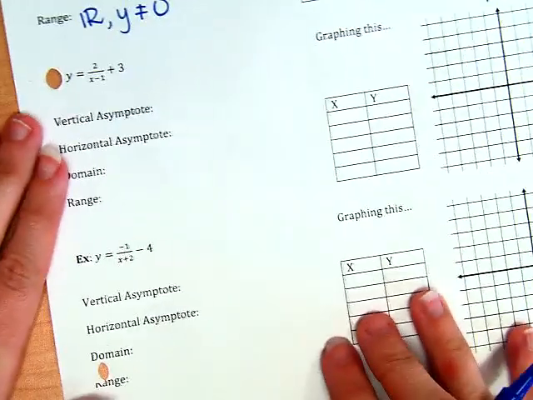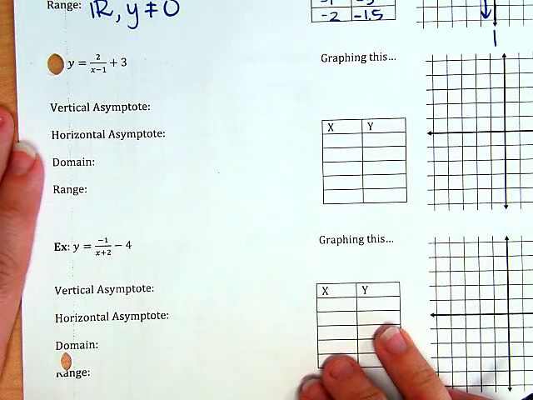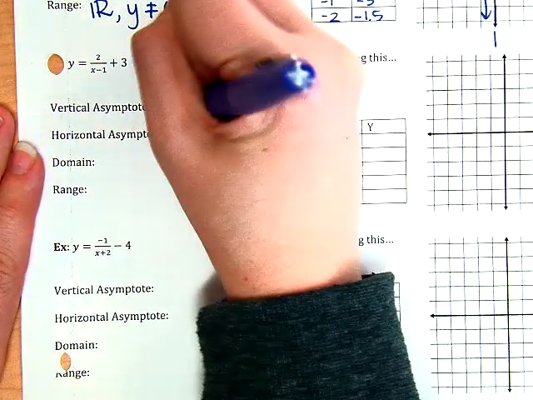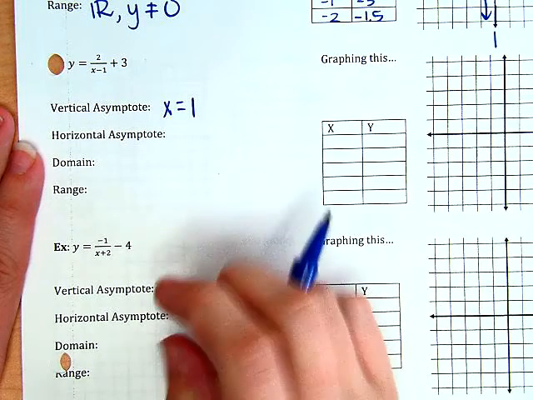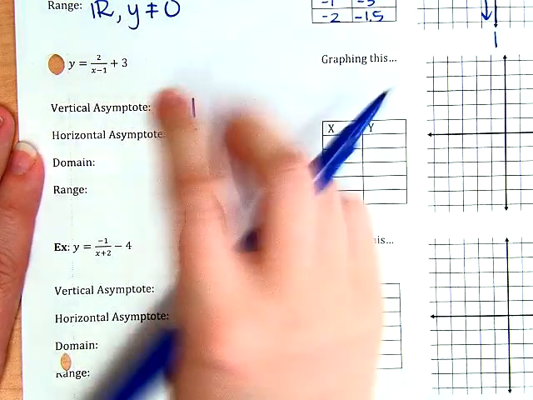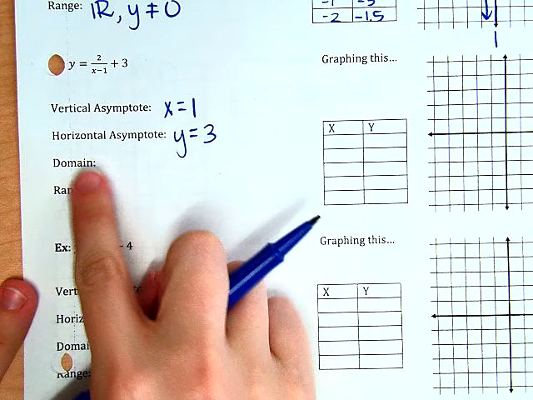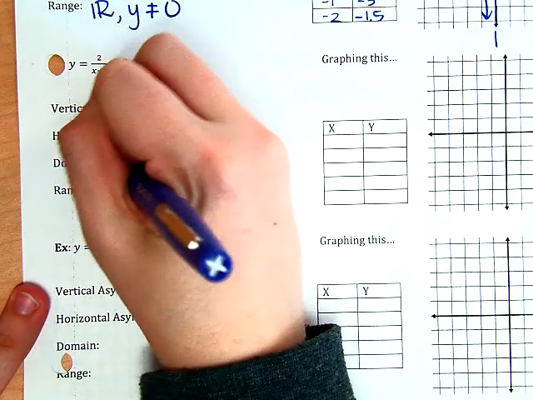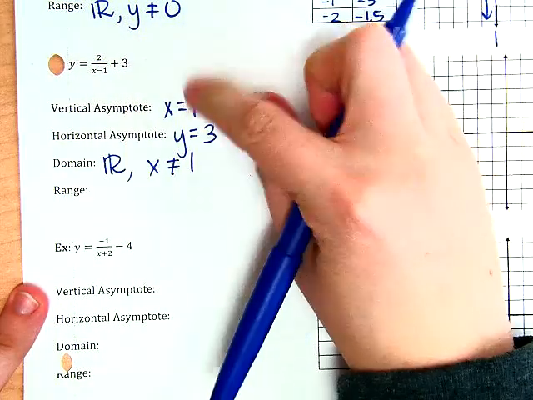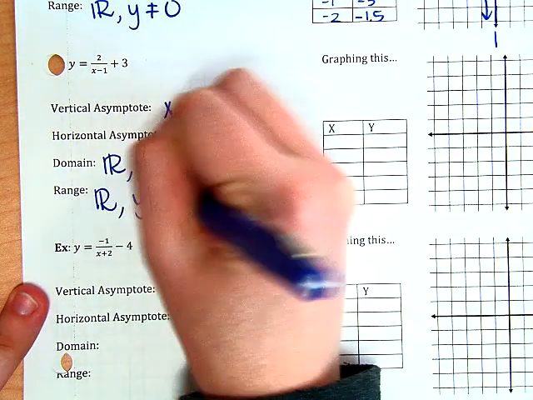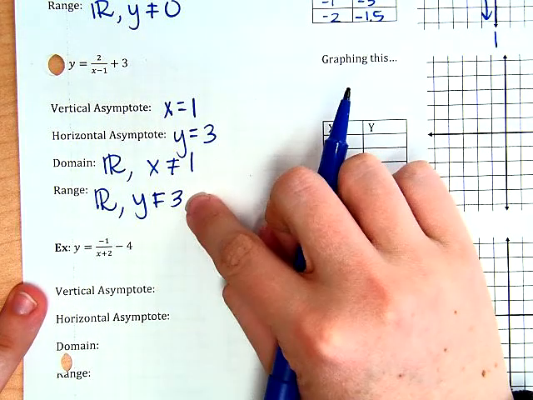Let's do another one. So graphing this thing, vertical asymptote is when the bottom is equal to 0. That happens at x equals 1, because 1 minus 1 is 0. Horizontal asymptote is the number on the outside, so in this case, 3. Remember my domain and range, all real numbers except x cannot be 1. Range, all real numbers except y cannot be 3.